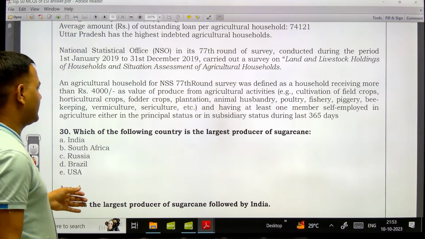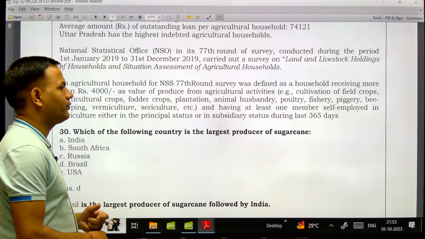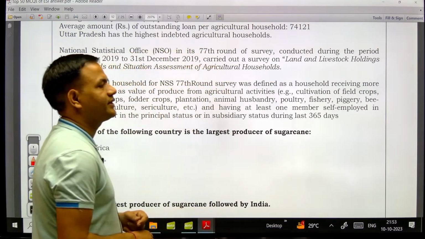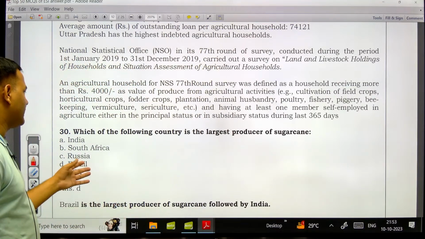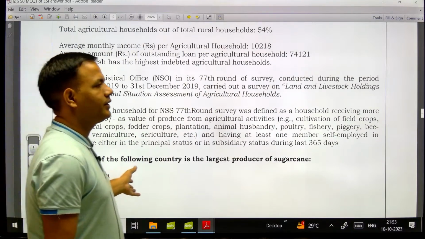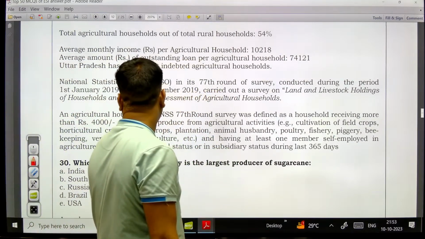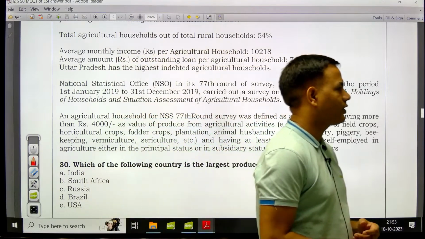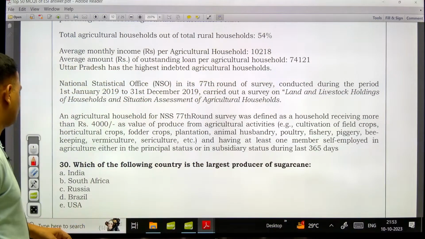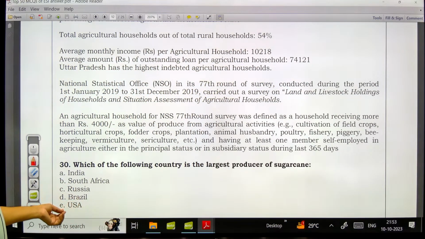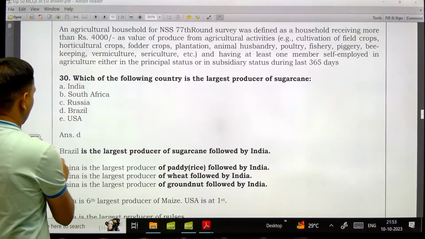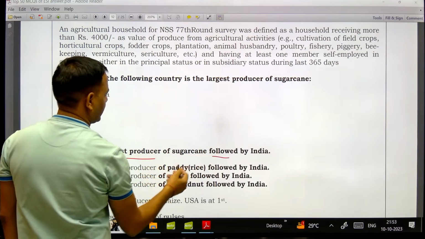Which of the following countries is the largest producer of sugarcane? ESI MCQs are there. This answer I have shown. Which of the following countries is the largest producer of sugarcane? India, South Africa, Russia, Brazil, USA. So Brazil is the largest producer of sugarcane, followed by India.